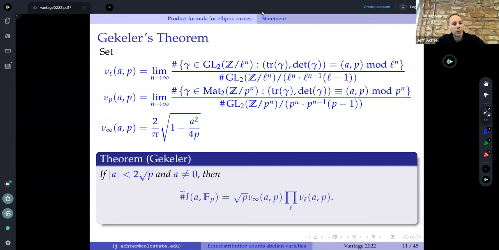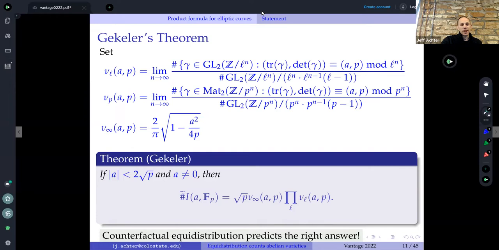And then what he proves is that if A actually shows up as a trace of Frobenius for elliptic curves over FP, and here I mean P, not Q, and if the isogeny class is ordinary, then the size of the isogeny class is exactly as advertised. This is a really magical theorem. And like a lot of magic tricks, it's actually not as fun when somebody tells you what the secret is.